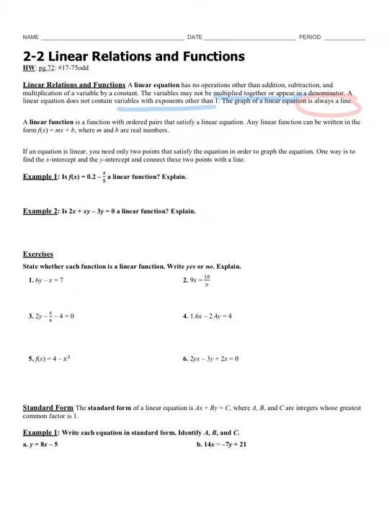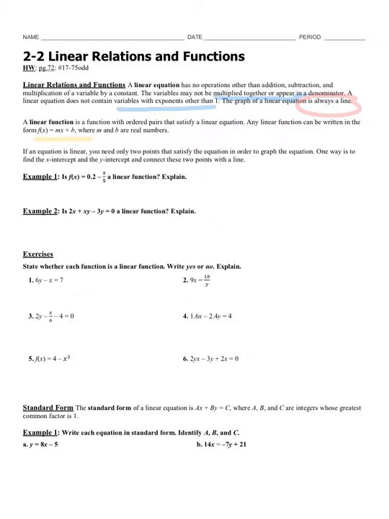Now, a linear function is a function with ordered pairs that satisfy a linear equation, and any linear function can be written in the form f(x) = mx + b, or y = mx + b, where m and b are real numbers.